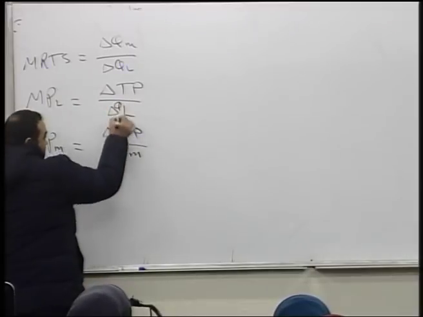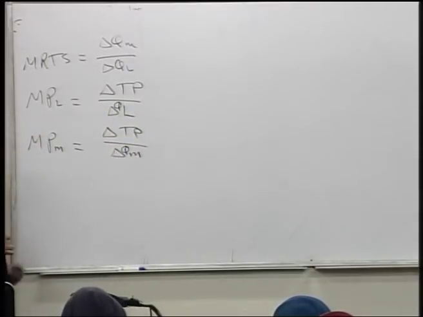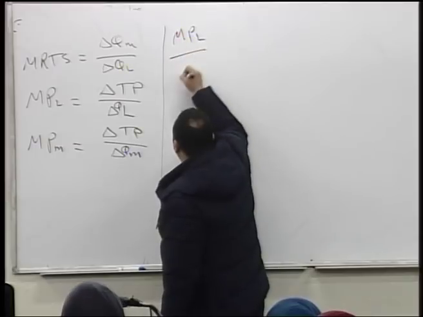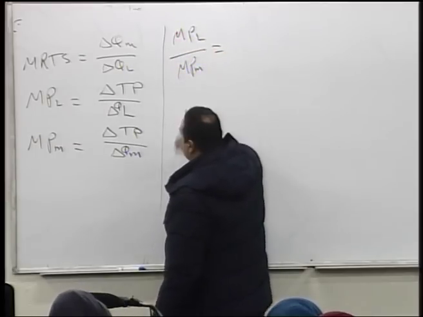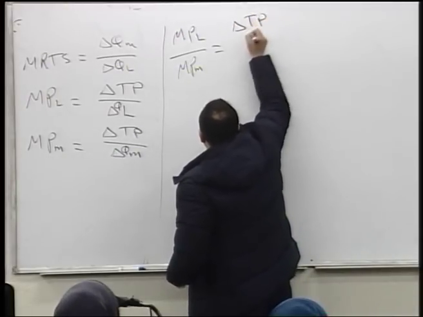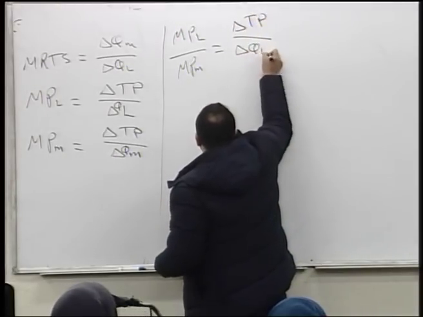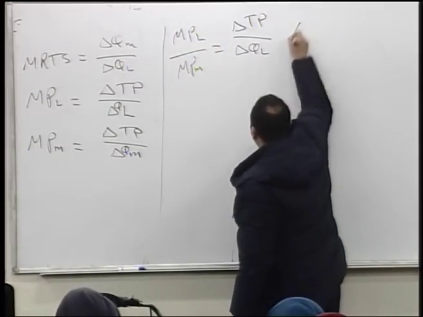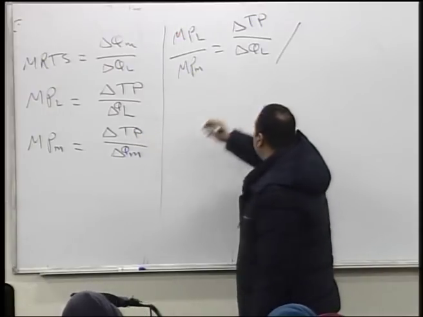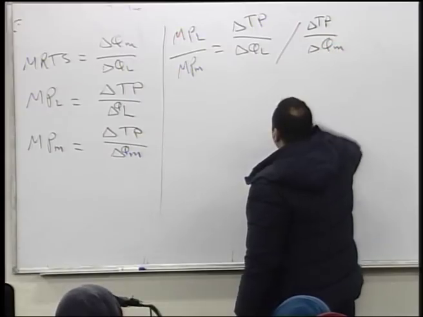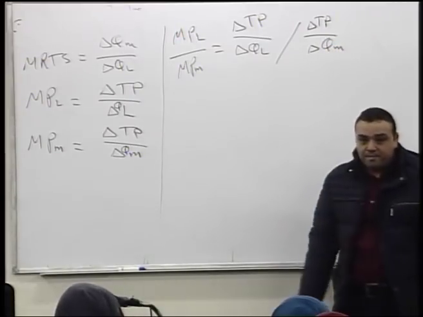Here, quantity of labor, quantity of machines. Right? So MPL over MPM equals how much here? We can say a change in total production over a change in the quantity of labor, MPL, over MPM, a change in total production over a change in the quantity of machines. They do the multiplication.